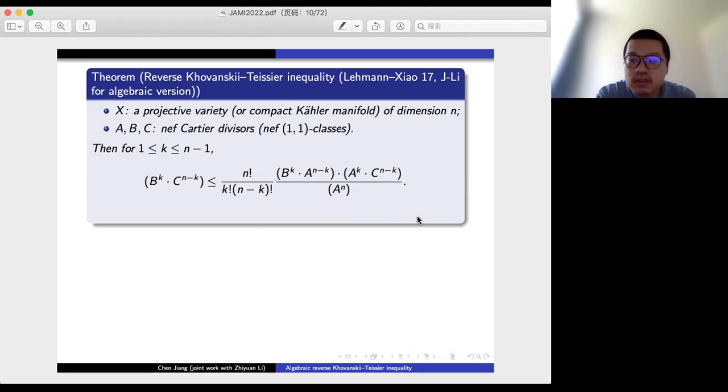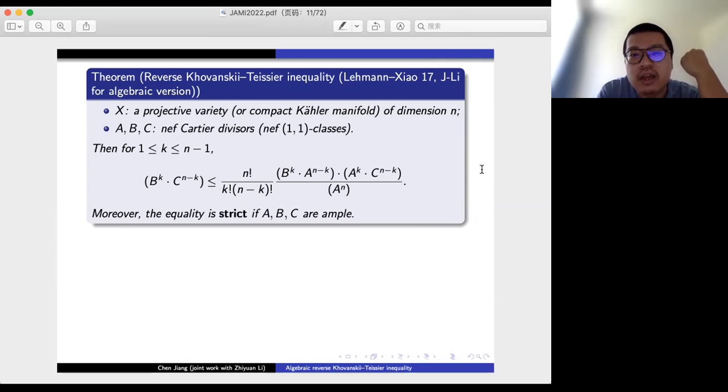Currently we cannot characterize the equalities, so maybe I will discuss this at the end of the talk. But we can see that if A, B and C are all ample, then the inequality is strict. It will never happen to be an equality.